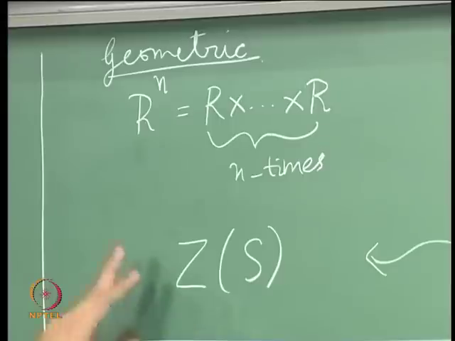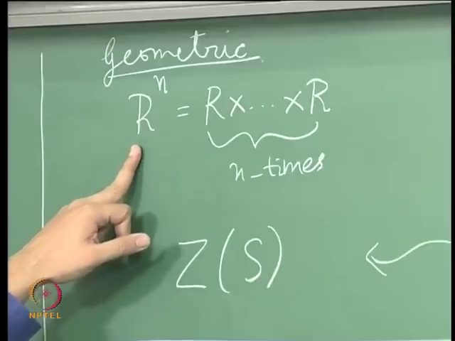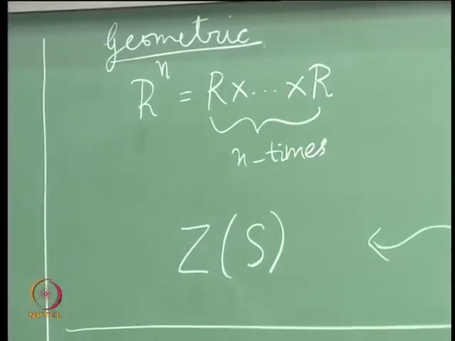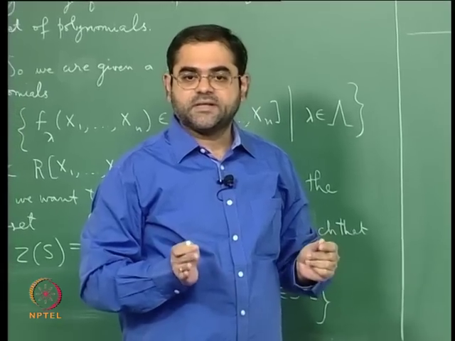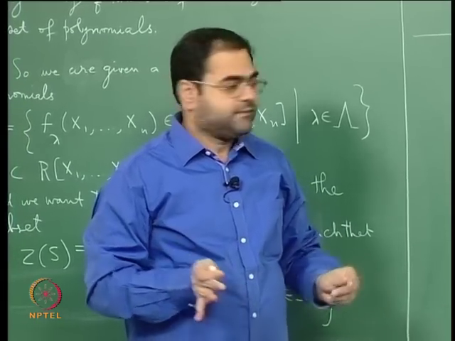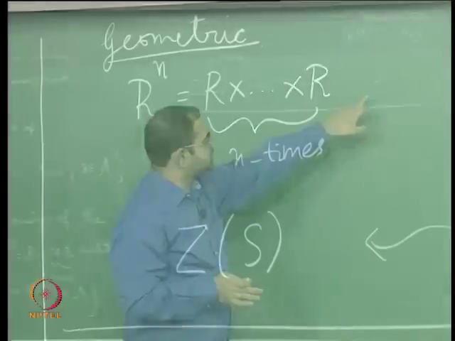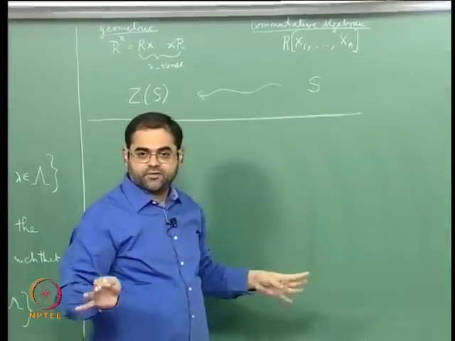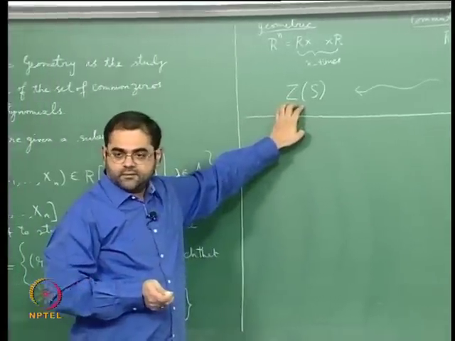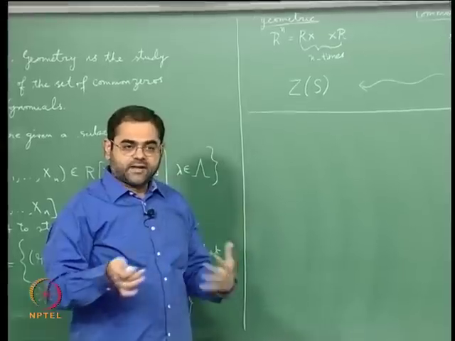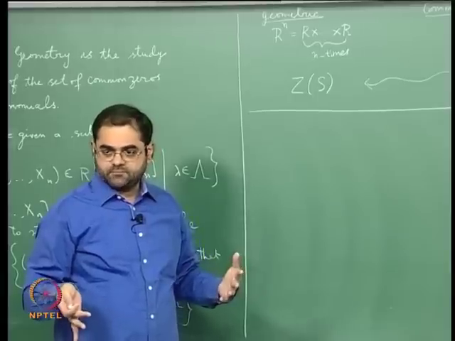So the first part is you restrict to rings which are algebraically closed fields. If you restrict to rings which are algebraically closed fields, then this set is never empty for a decent collection of polynomials. I will explain what decent means later, and you can do geometry. That is called variety theory, and that is what is usually done in a first course in algebraic geometry.